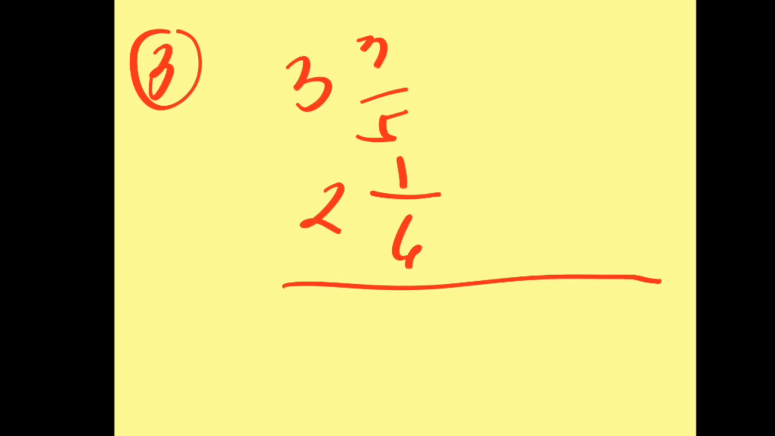In example number 3, we have 3 and 3/5 plus 2 and 1/6. This time, we have different fractions. When I say different, they are dissimilar fractions. Again, when we say dissimilar fractions, that means they have different denominators. Can we just add the numerators and add the denominators? No. So we have to make equivalent fractions.